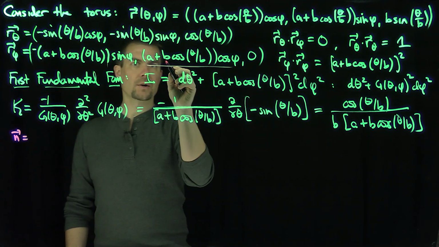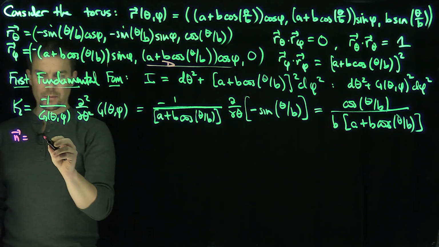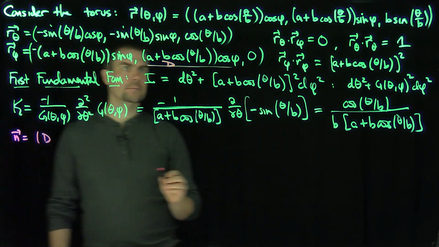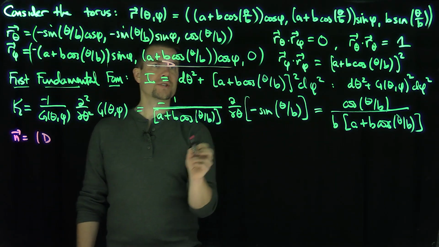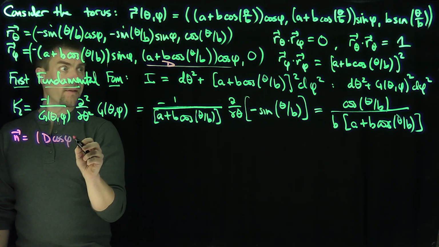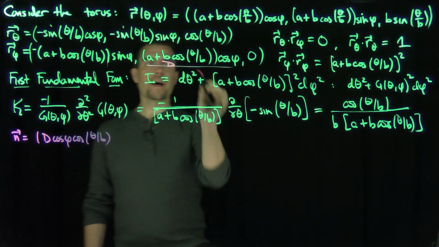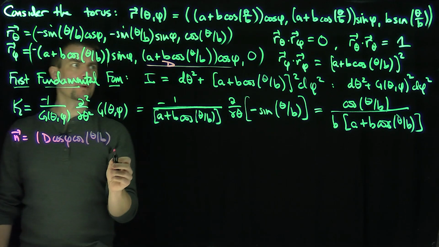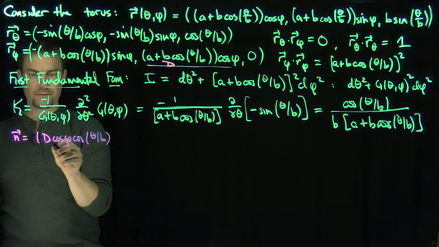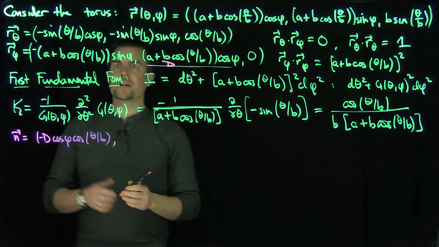So I'm going to call this coefficient expression over here capital D, right? So this is going to be capital D. And then we'll have a cosine phi and then a cosine of theta over b, right? And that was the off diagonal entry, right? So that term gets a negative sign, right? So that's a negative of this for negative of that. Good.